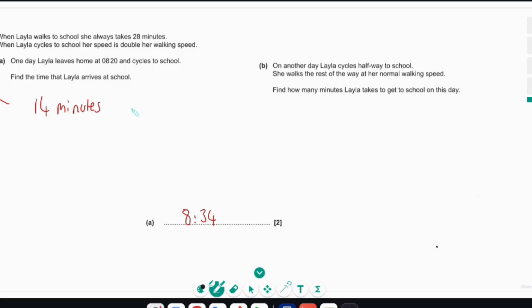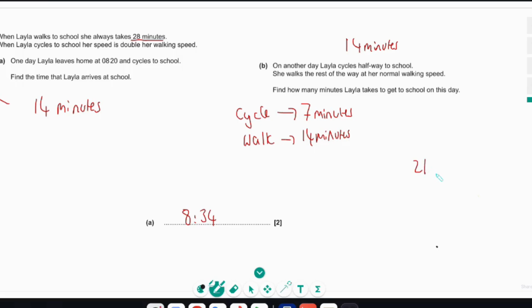Okay, so the whole distance is 14 minutes cycling. So she does half of that, 7 minutes. She does 7 minutes of cycling, and she's covered half the distance to school. So I'm just going to put cycle. She's going to walk the rest. We've only got half the distance to go. To walk the whole way takes her 28 minutes, so we need to halve that to get 14 minutes. And if we add those together, 14 add 7 is 21 minutes in total.